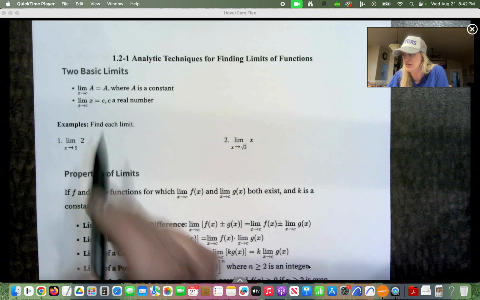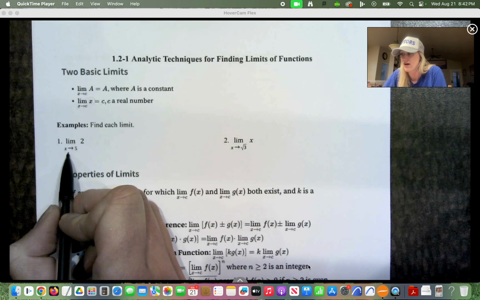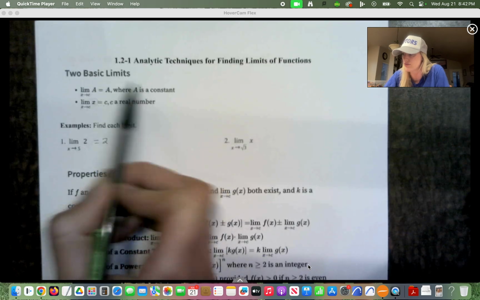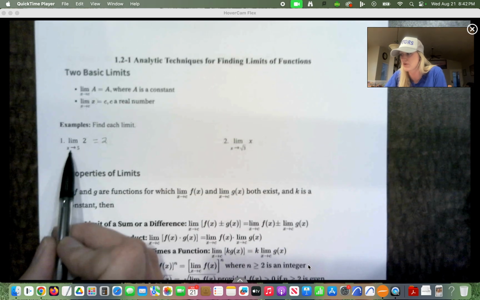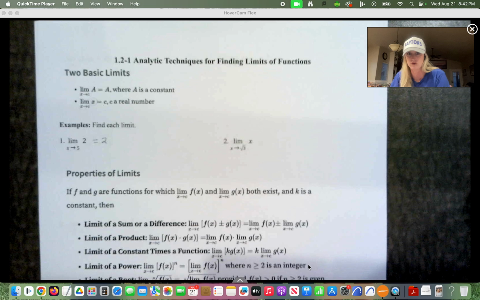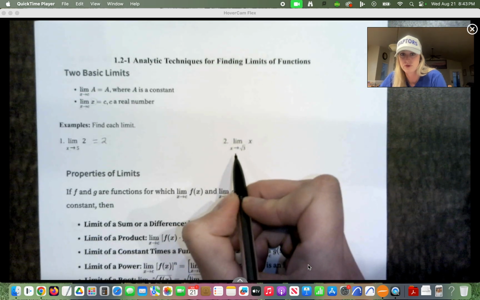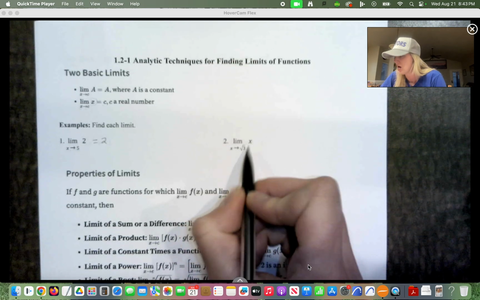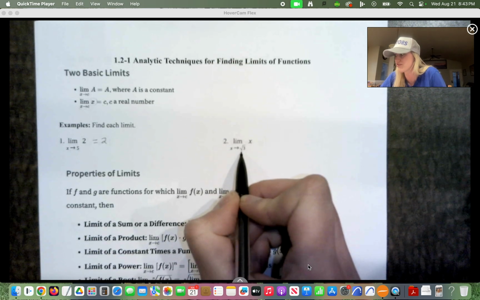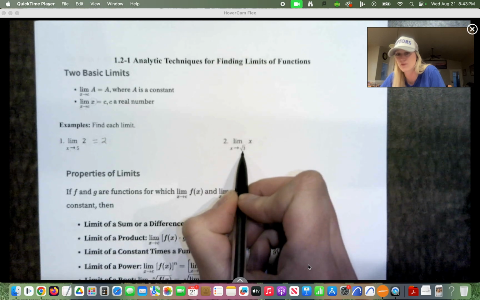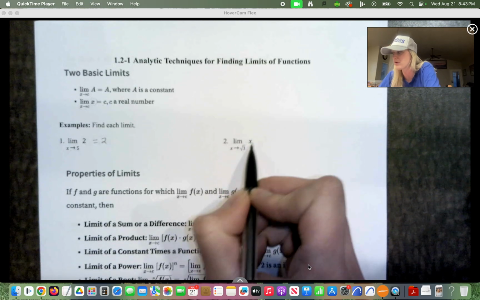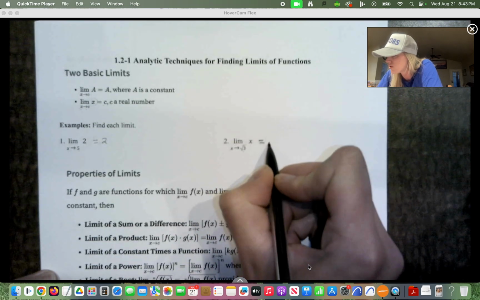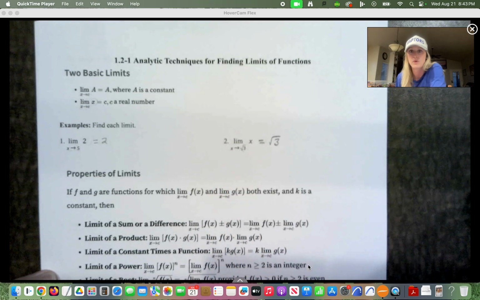For these first two examples, the limit as x approaches 5 of 2 is equal to 2. So that's using that first basic limit. It does not matter what x is approaching. If it's a constant, it's equal to that constant. This one wants us to find the limit as x approaches the square root of 3 of x. So essentially, it's saying that as x approaches root 3, what's y approaching? Remember, for this function, y and x are always equal. So whatever value I'm approaching is what my limit is.